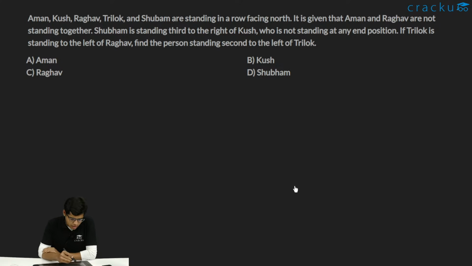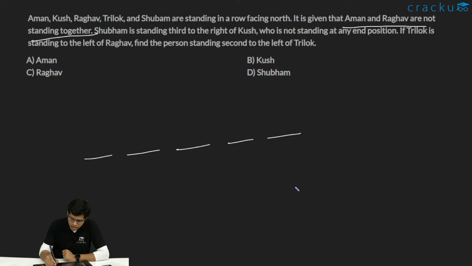So Aman, Kush, Raghav, Trilok and Shubham are standing in a row facing north. It is given that Aman and Raghav are not standing together. Shubham is standing third to the right of Kush. Who is not standing at any end position? If Trilok is standing to the left of Raghav, find the person standing to the second left of Trilok. Okay, fine. So 5 persons are given. Now it is given that Aman and Raghav are not standing together.